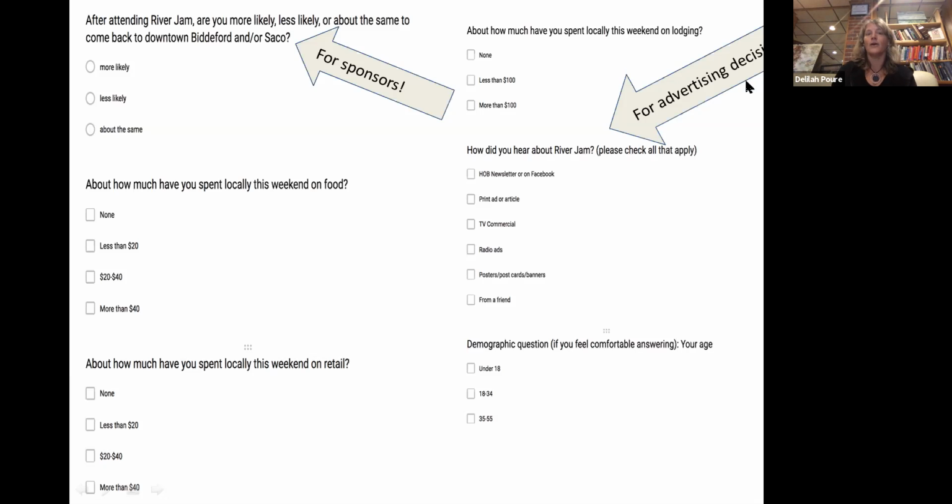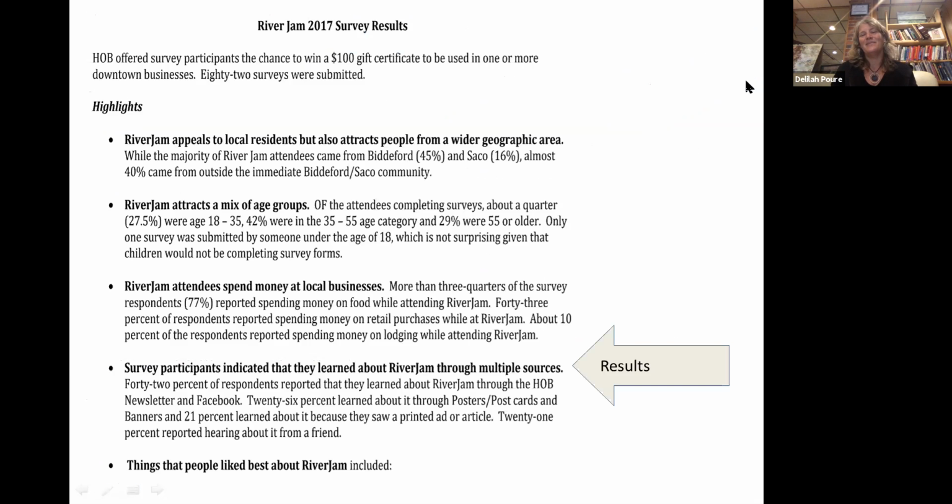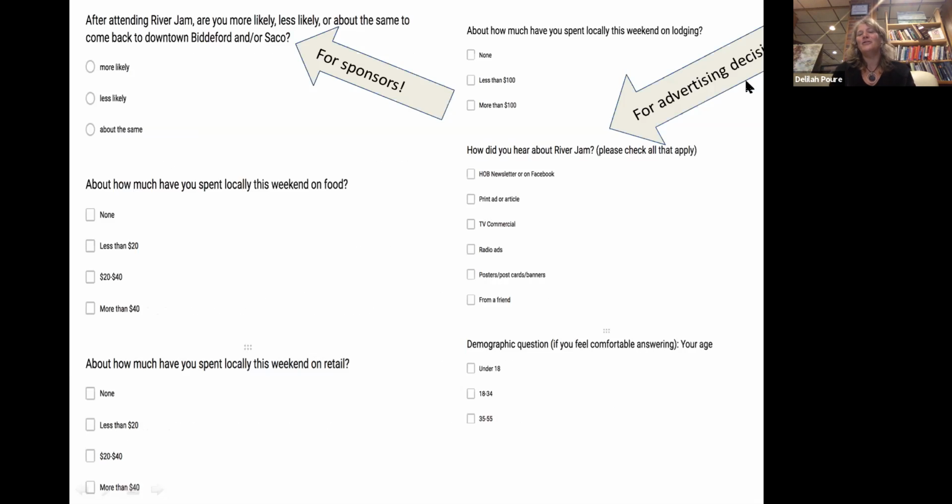People are out in the park. They're not necessarily walking up and down Main Street. But we were able to show that a large percent of people were more likely to come downtown after having come to the River Jam Festival. Great. And then on the right side of the page on that last screen, how did you hear about River Jam? That is just invaluable, because if nobody saw your TV commercial, then definitely do not spend $800 on it again the next year. So just being able to ask people that information is very important.